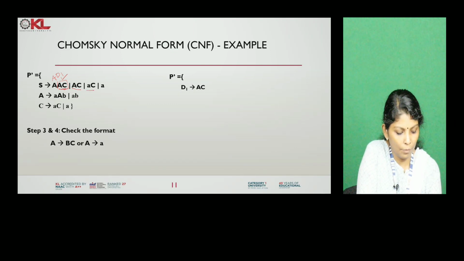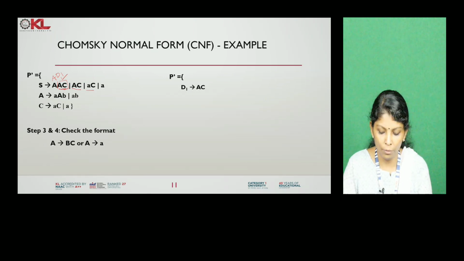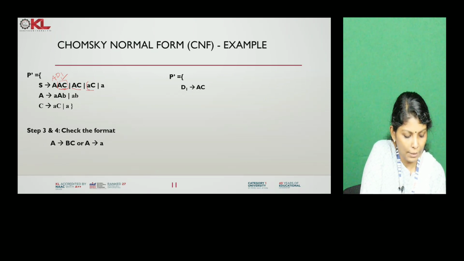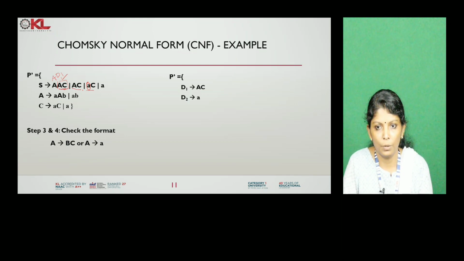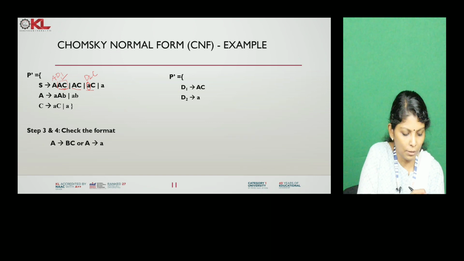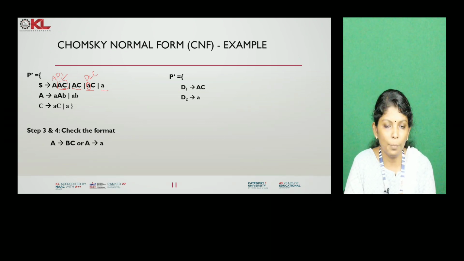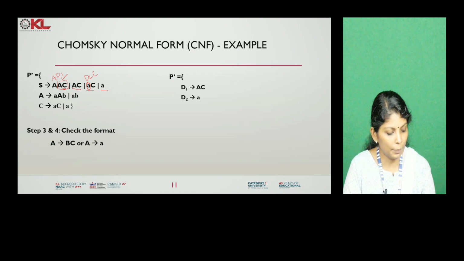Here what happened, we have a combination of a terminal and a variable, so that is not allowed. So what we have to do, we have to assign this a to a variable. Okay, D2 gives a, and then it can be rewritten like D2C. So again it comes into the Chomsky normal form. Then this is permitted. A single terminal is permitted.